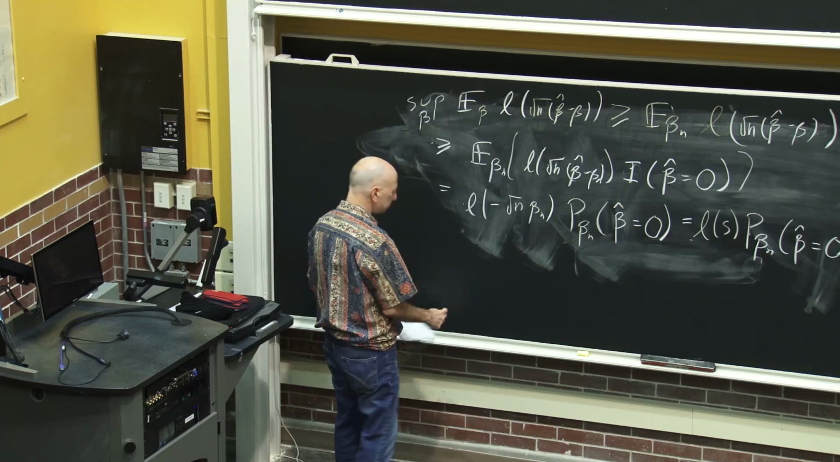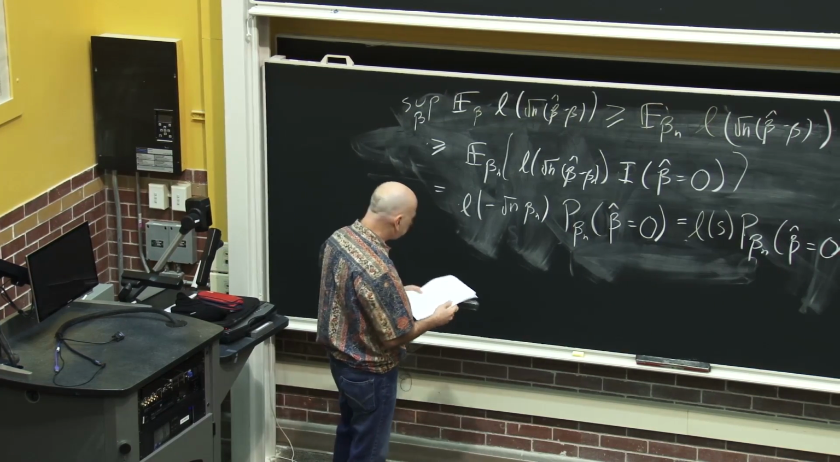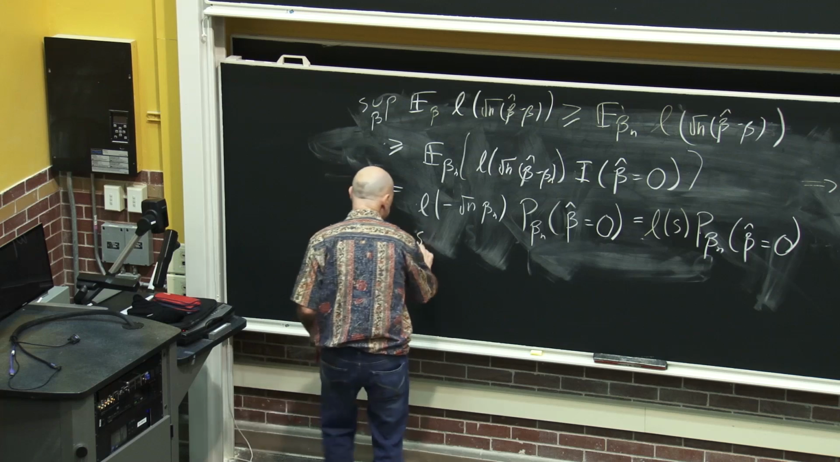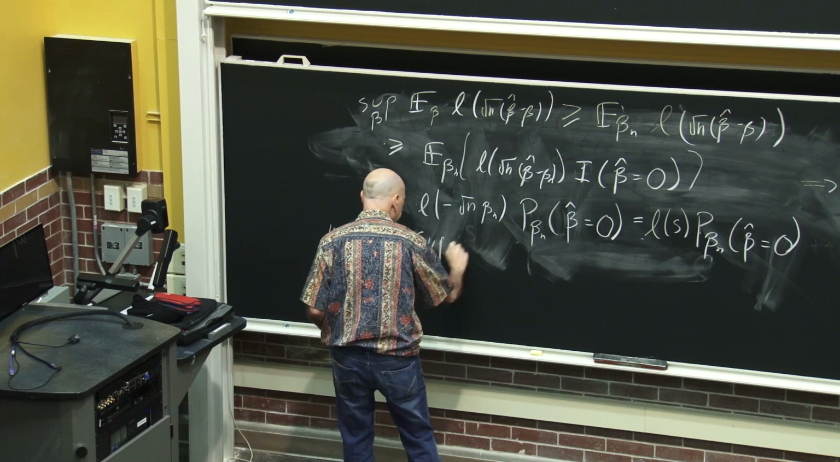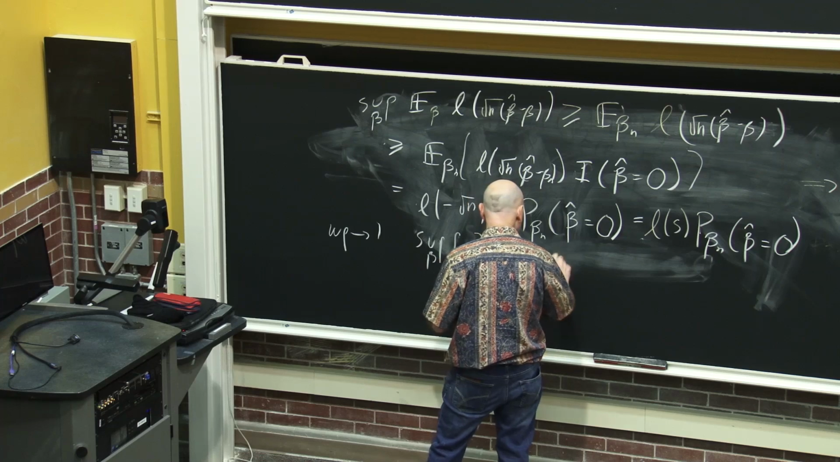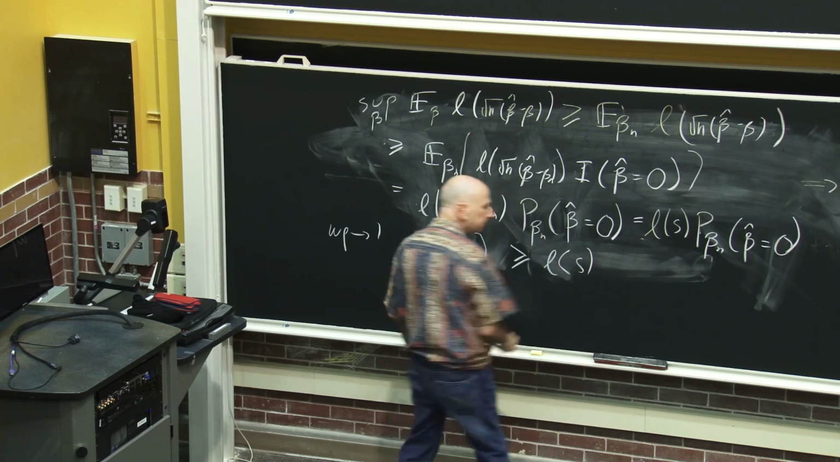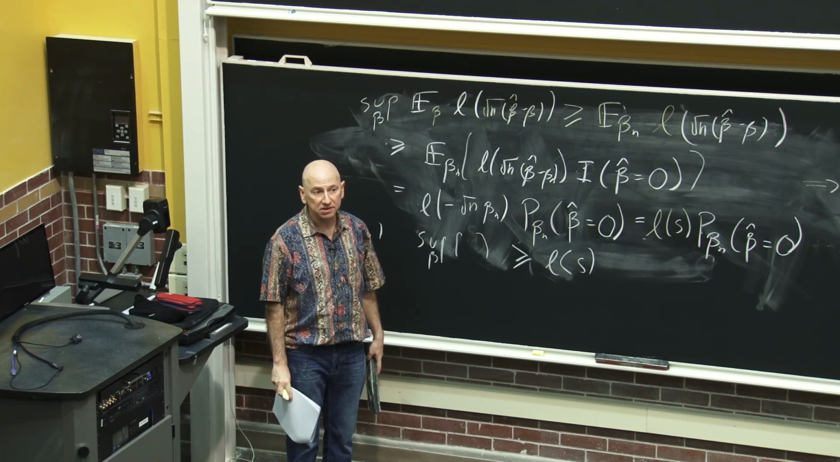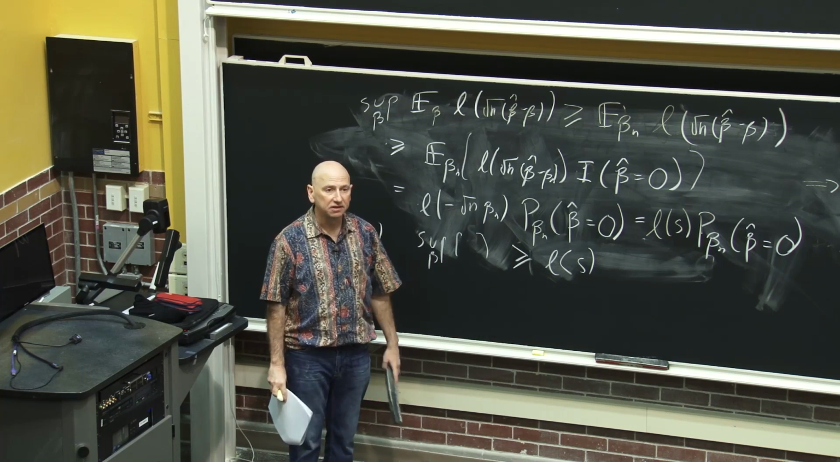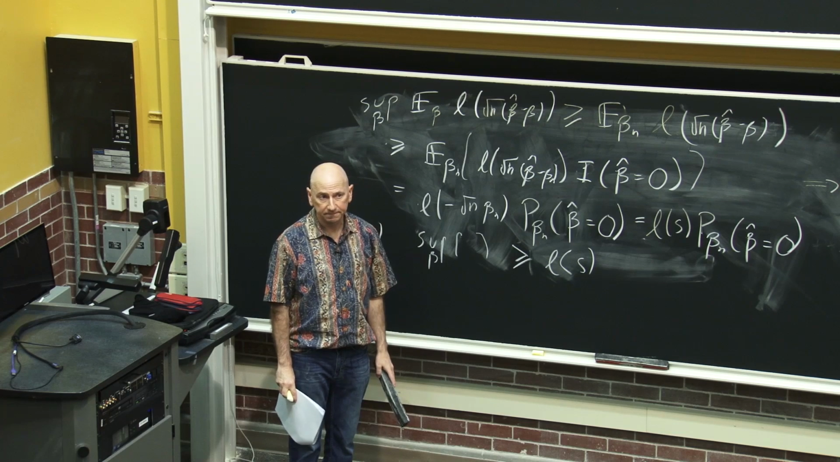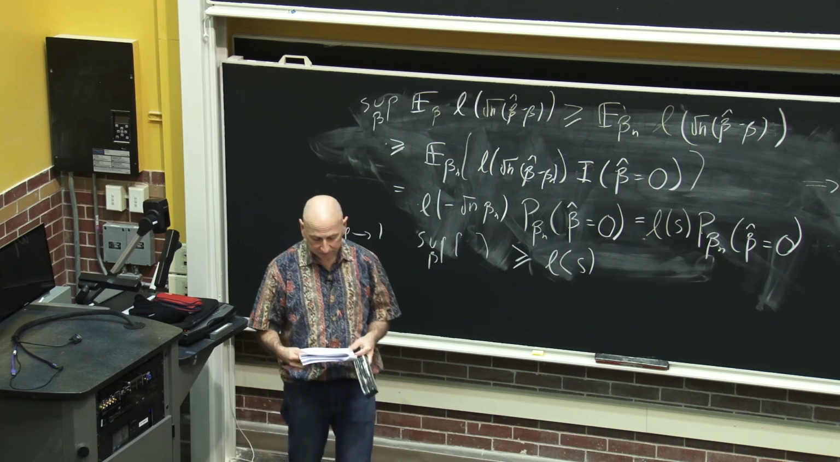So what we've just shown is that with probability tending to 1, the sup of that is bigger than or equal to eventually L of s. But s was an arbitrary point in the space. This is true for every s. So therefore, it's bigger than or equal to the sup over all s, which is what we claimed.